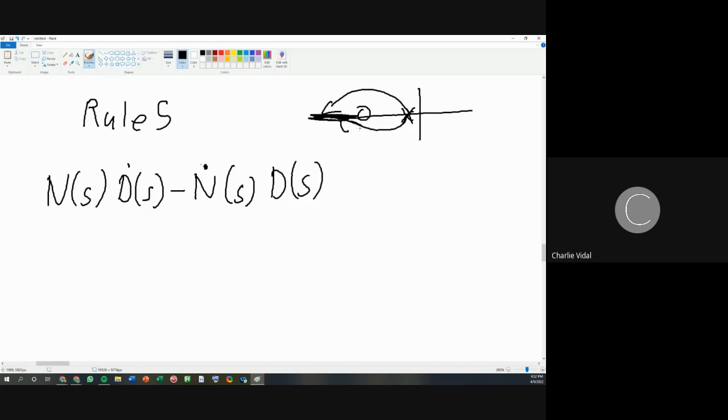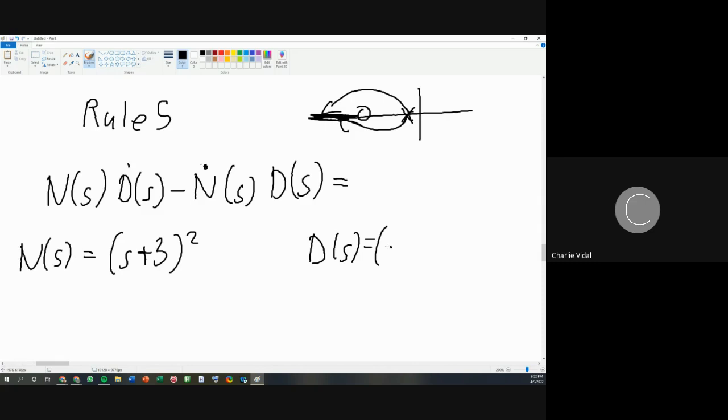This is an even better example than the last one that I gave. So what we would have to do is first we find NS. NS was S plus 3 squared. DS is equal to S plus 9, S minus j3, and S plus j3.